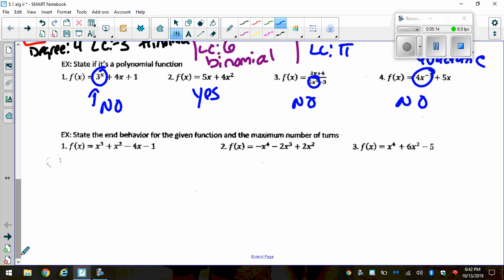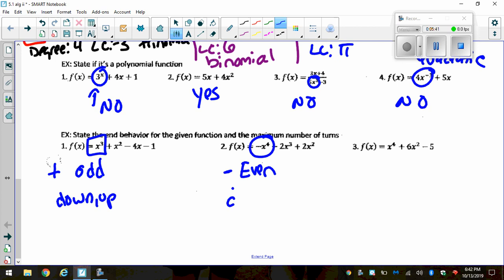Now the end behavior. We're looking for the highest exponent and if the leading coefficient is positive or negative. Right here is the highest. That's a positive leading coefficient, and the exponent is an odd number. 3 is odd. When you look at your chart, positive, odd goes down, up. Number 2, 4 is your highest here. That's a negative, and it's an even. This 4 is an even number. Looking at your chart would tell you that this goes down, down.